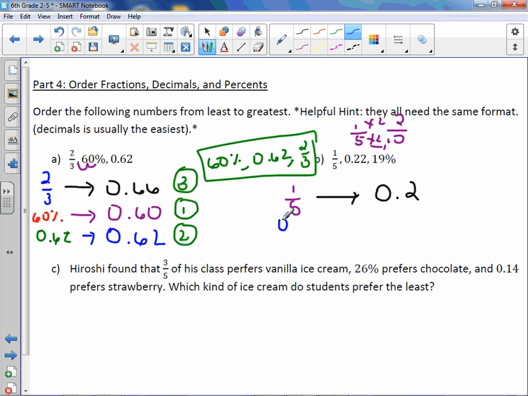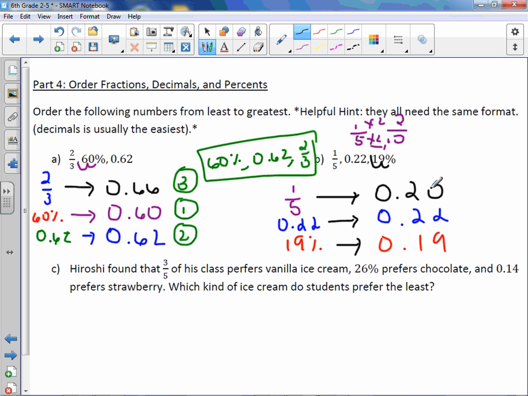Then we have 0.22, which is already a decimal. So we can write it as 0.22. Try and stay as neat as possible here. 19%. We can use our shortcut and move that decimal place 2 to the left. And we would get 0.19. Now we have a gap up here, so we're going to fill in that gap with a 0. Anytime you have a gap, fill it in with a 0.